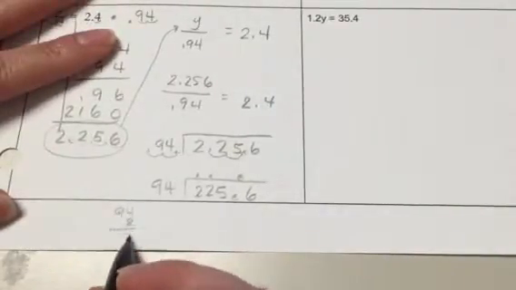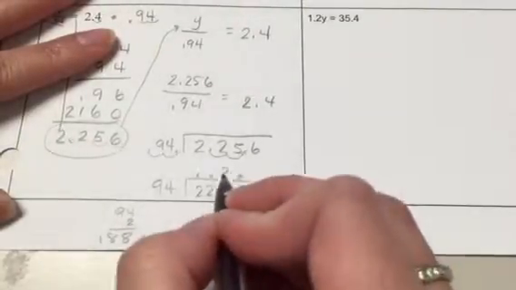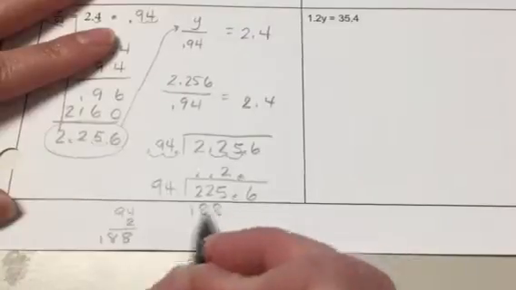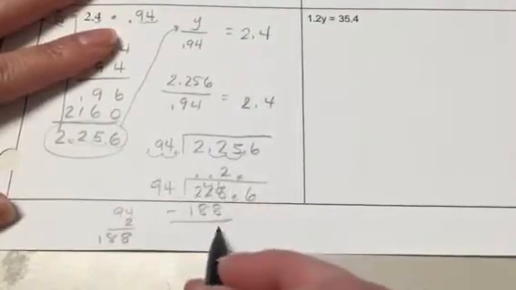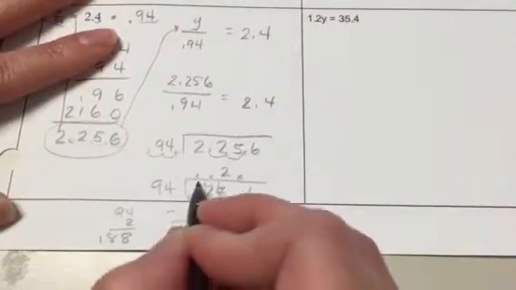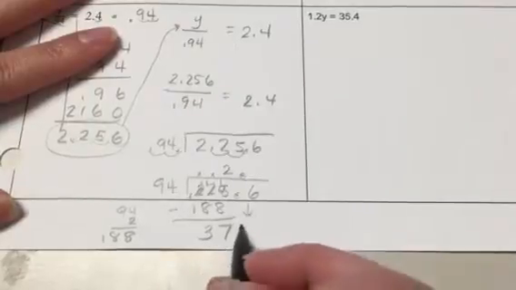I've got to try some different numbers. I'm going to try 2. And I'm going to get 188. That's probably going to be good. So 188, and then I'll subtract. All right, I'm going to get 37. Then I'm going to bring down my 6.